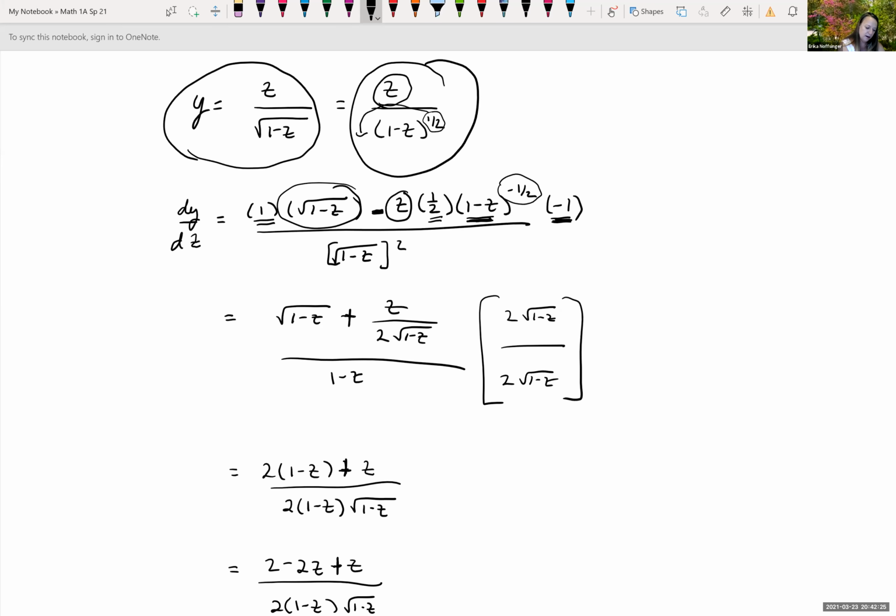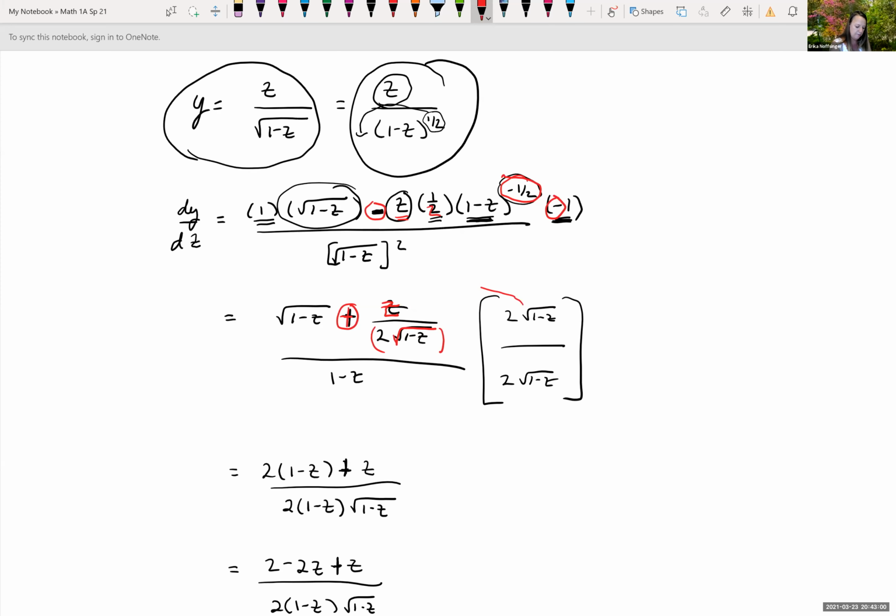And so here I have this negative and this negative. So that gives me a plus in between. And then I just rewrote it a little bit. I kept my z in the numerator over here. I have a 2 in the denominator, and I rewrote this to have a positive exponent by bringing it down to the denominator and rewriting it as a radical. So we can get rid of this complex fraction by multiplying both the top and the bottom by 2 square root of 1 minus z.